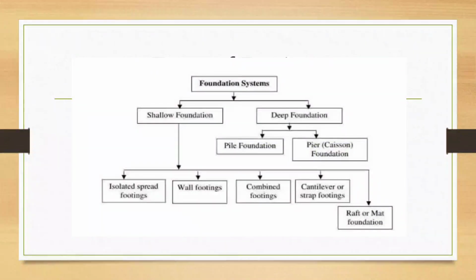So, first one, foundation. Foundation is a substructure and it is classified into two types, shallow foundation and deep foundation. Shallow foundation is further classified into isolated footing, wall footing, combined footing, cantilever or strap footing, raft or mat foundation. Deep foundation is classified into two types, pile foundation and pier or caisson foundations.